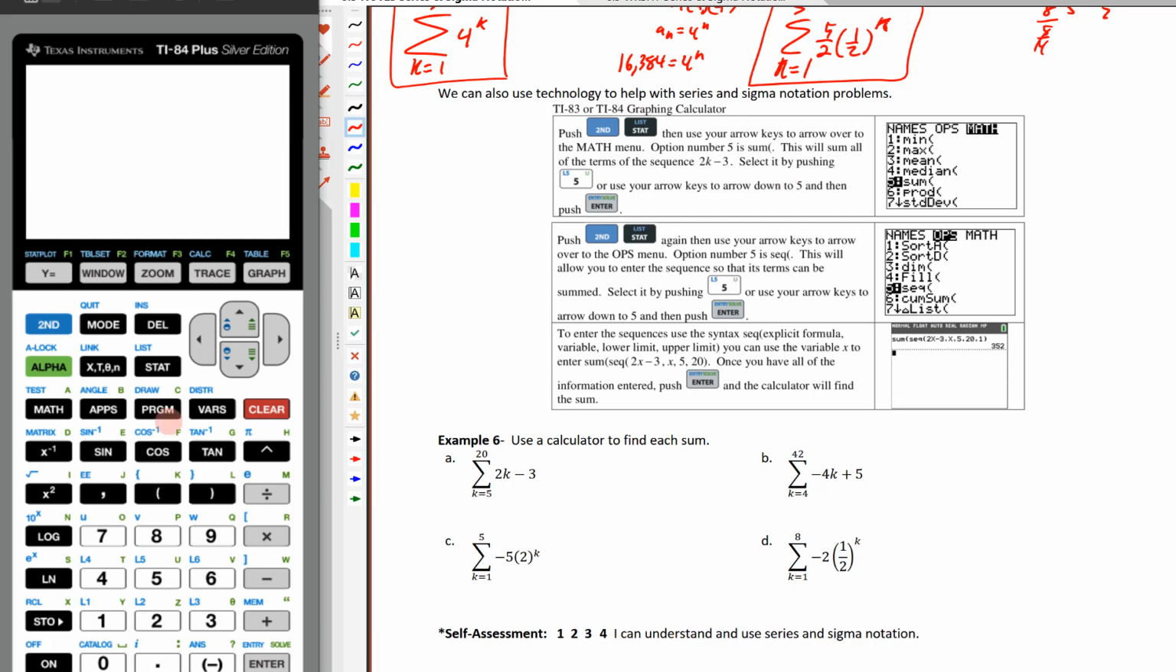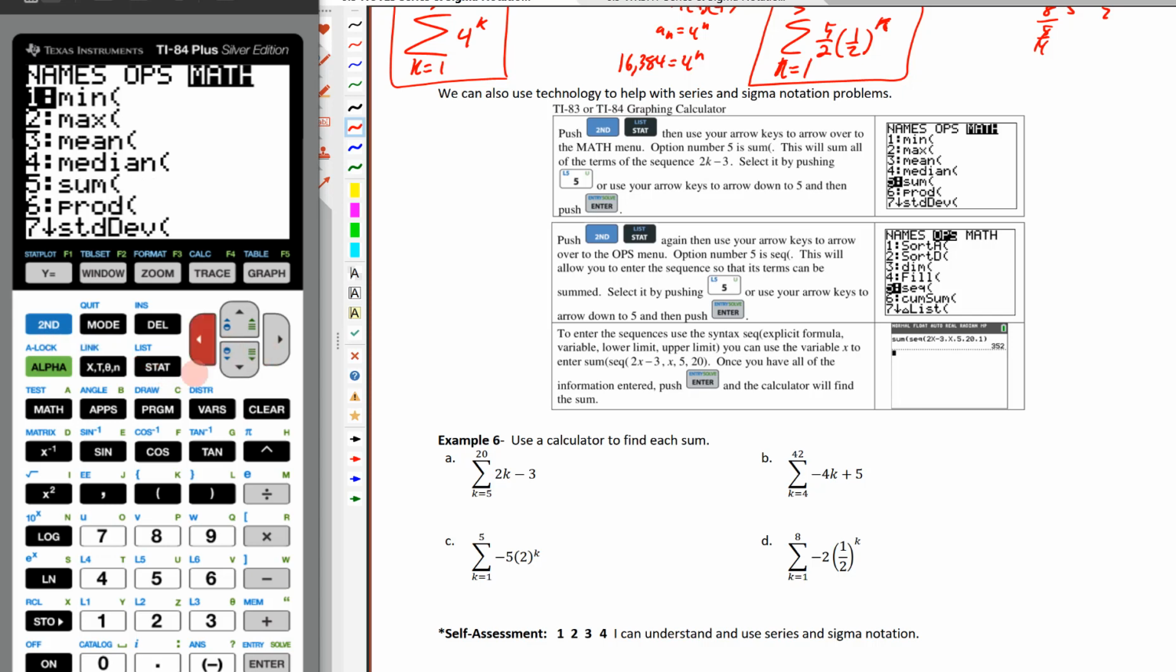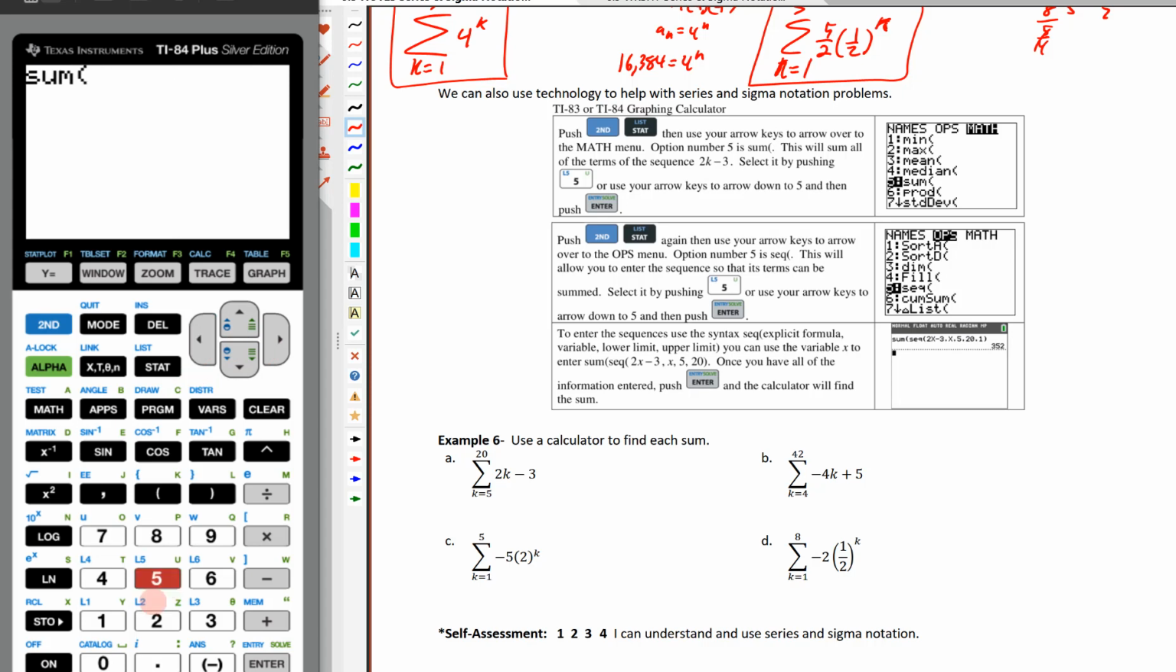So the first thing we're going to do is clear off the home screen. So go ahead and do that. And we're going to do this problem right here. So we want to find a sum. So hit second and stat. Second and stat brings up the list menu. We're going to go to math, and number 5 on math is the sum. We just have to tell it what to sum. What we're going to sum is a sequence of numbers.